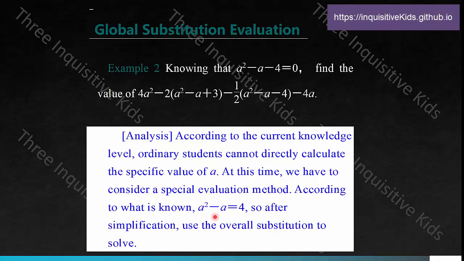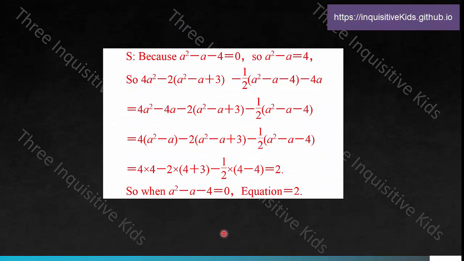So yes, just like what we just did, it told us the solution was also, it said, well, if I know this, then A squared minus A must be equal to 4. So after the simplification, we used the overall substitution to solve. We substituted the values in, and then we could just calculate. Because A squared minus A minus 4 equals 0, A squared minus A is equal to 4. So this is the whole solution here. And then the expression would be equal to 2.